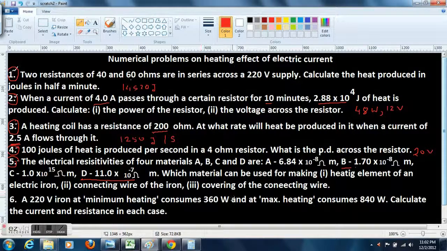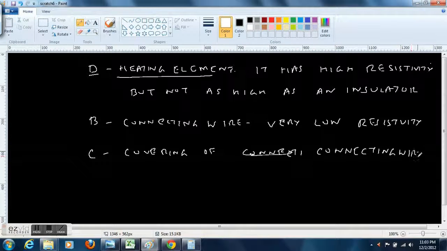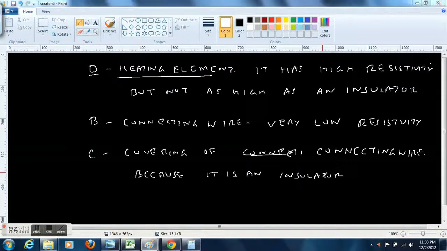Now which should be used for covering of the connecting wire? That means that has to be an insulator. So which has the highest resistivity? C. C should be used for covering of the connecting wire because it has the highest resistivity. Because it is an insulator.